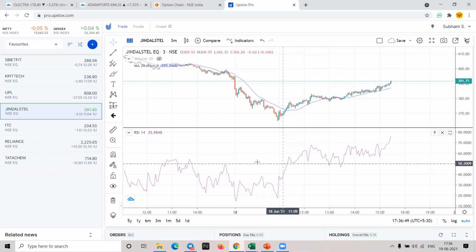Similarly, if you just look here also, it went up and again came back. So here we understand that the momentum of this particular share is on the sell side. The RSI value is coming from above to below. That is how we use it.